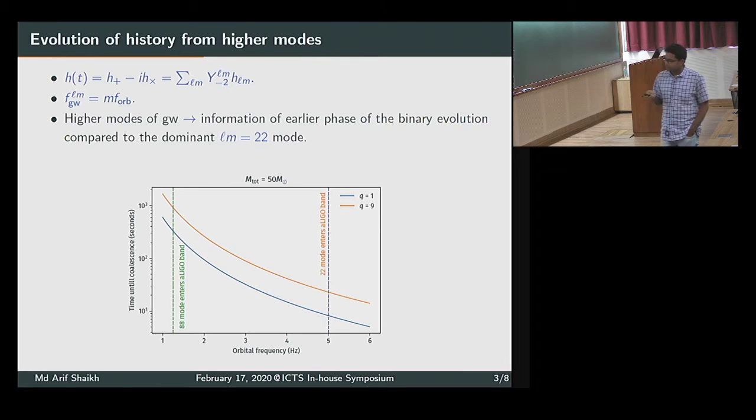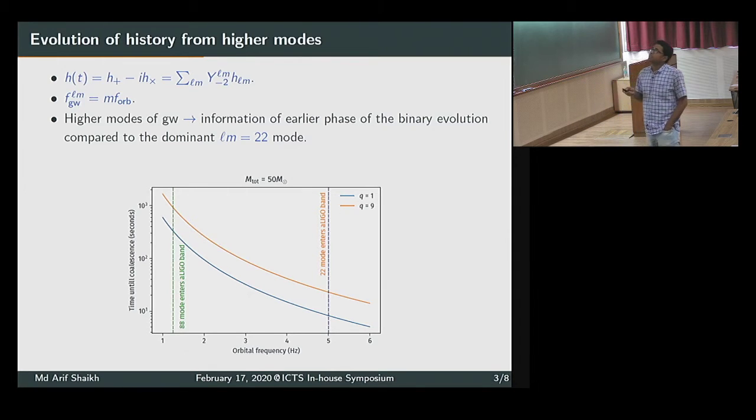We know that gravitational waves have two polarizations, and conveniently they are written in terms of this complex function h of t. We can decompose this function in terms of spherical harmonics, where these are basically the gravitational wave modes. And this h_lm mode has a frequency which equals m times the orbital frequency.